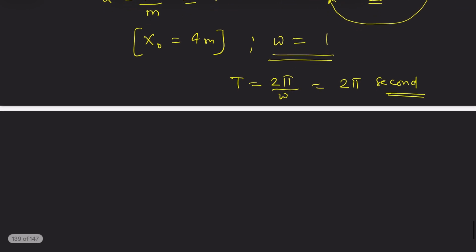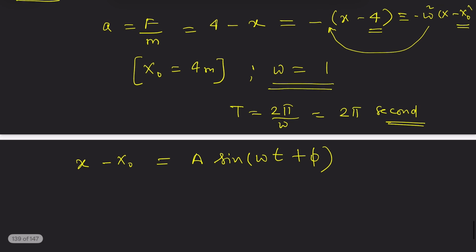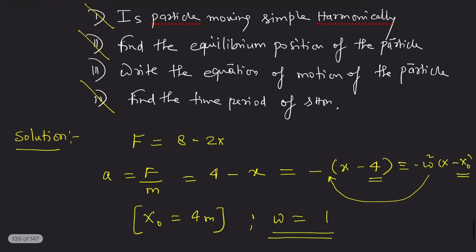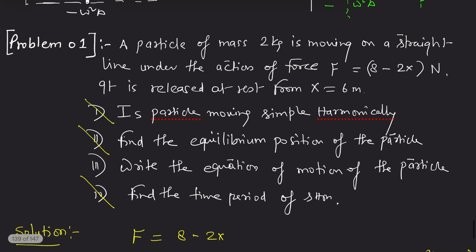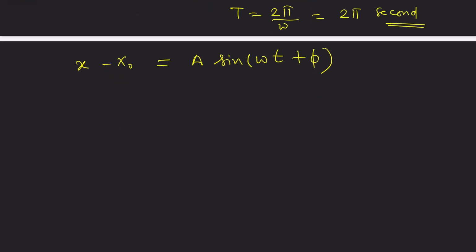So what is the motion of the particle? We know that the general solution of the motion of the particle is simply x minus x naught equals A sine(omega t plus phi). Now, using the initial boundary conditions, we can find the particular solution. It has been given that it is starting from rest at x equal to 6 meters. It means it has given you the position at t equal to 0, and it has also given the velocity at t equal to 0.